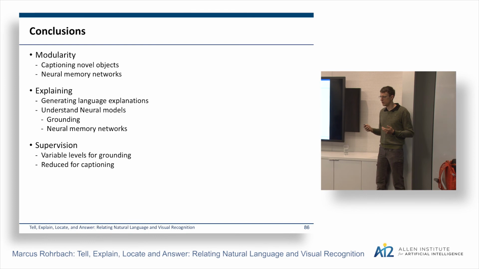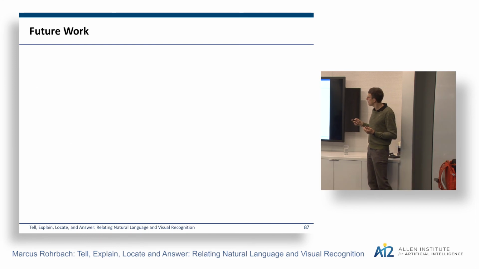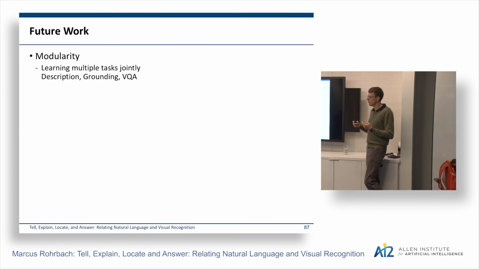What do we have as future work? On the one hand, for modularity, I would like to look at learning multiple tasks jointly. So description, grounding, and VQA seem very similar, and ideally lots of our modules would allow them to be trained jointly, and we just didn't get to it yet to make this all work together.